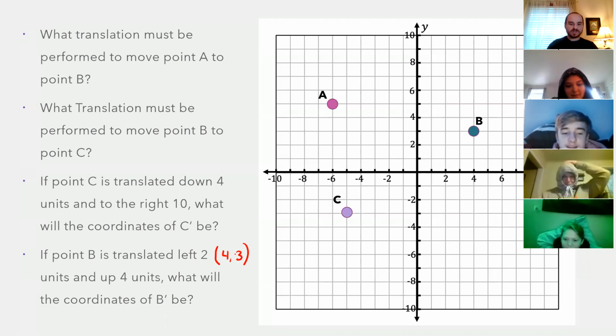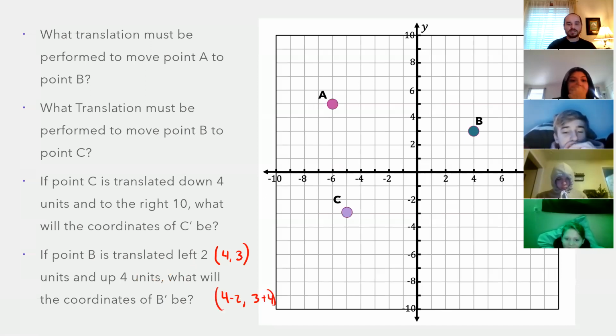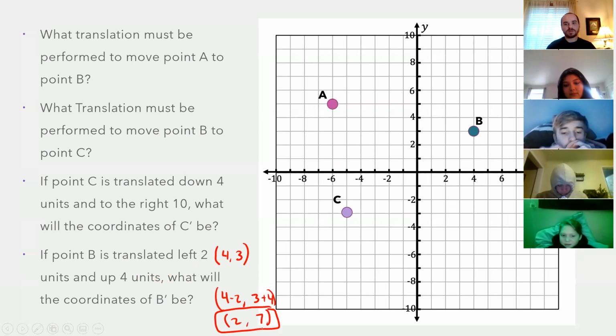Okay, well, I'll go over this one as well. So starting at 4, we want to go to the left 2, so we're going to subtract 2 from our x value. And then from our y value, which is 3, we're going to go up 4, so we're going to add 4 to the y. So 4 minus 2 is 2, and 3 plus 4 is 7. So there we go. We get our final answer right there. Also, Emmy and Lulu, you both got it right before I said it, so good job.